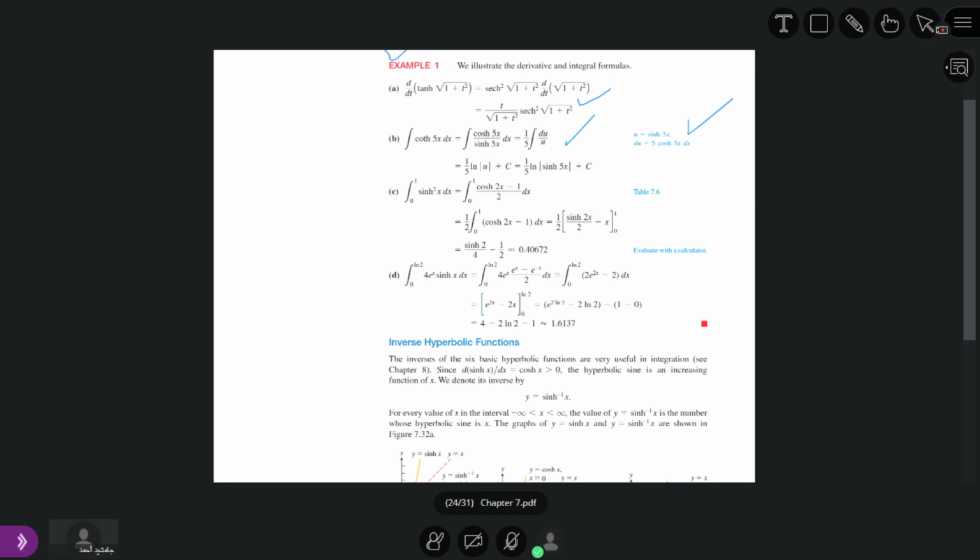What is sinh squared x? It is equal to (cosh 2x minus 1) divided by 2. So we shift the 1 by 2 to the side. What is now the antiderivative of cosh 2x? It is equal to sinh 2x divided by 2. So 2 times 2 becomes 4.